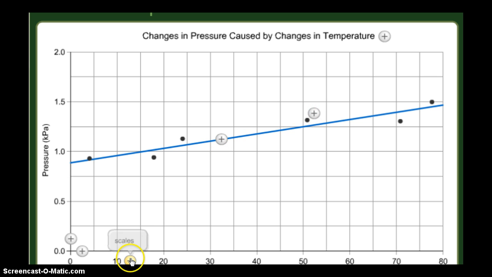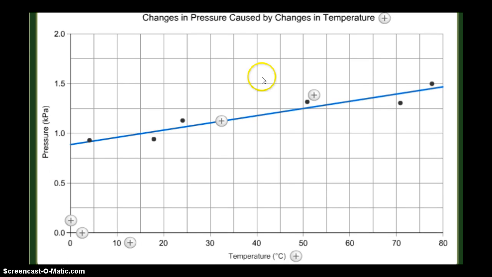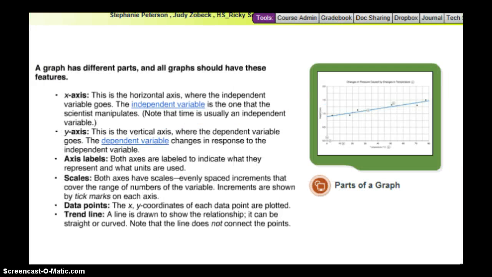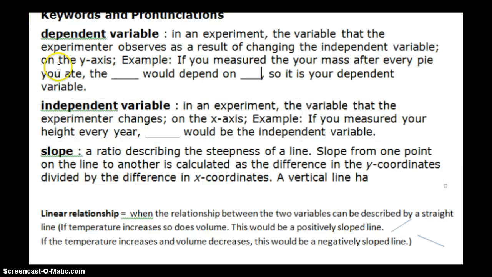Data points, scales, x-axis or independent variable, the one that I do, the y-axis, up and down, or the dependent. So whatever this is depends on this. So what my pressure is depends on how hot it is. Depends on the temperature. And let's add in to our notes, dependent variable. Again, we said it was on the y-axis.